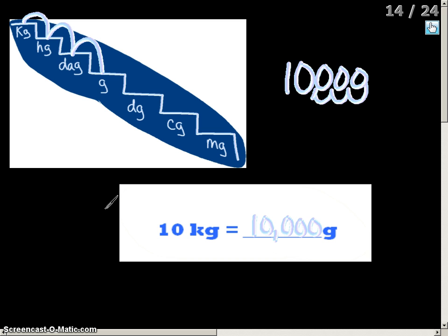So this is how you convert metric units of mass. And once again, it's important to use the stair steps. And remember, if you move down the stair steps, you move your decimal to the right that many spaces, and however many steps you move up on your stair steps, that's how many places you move your decimal to the left. And that is how you convert metric units of mass.